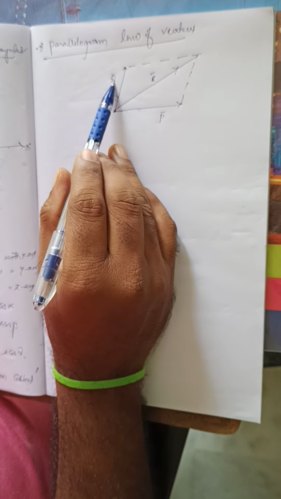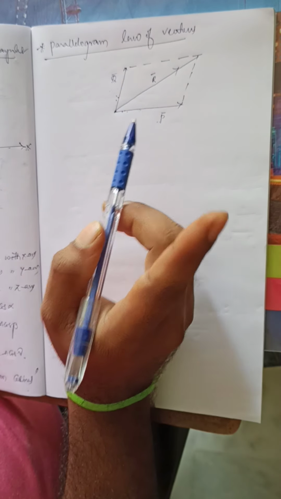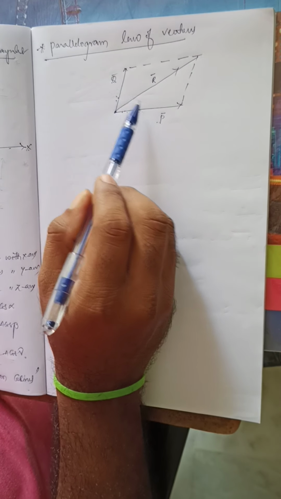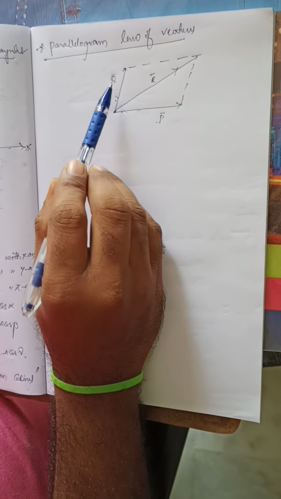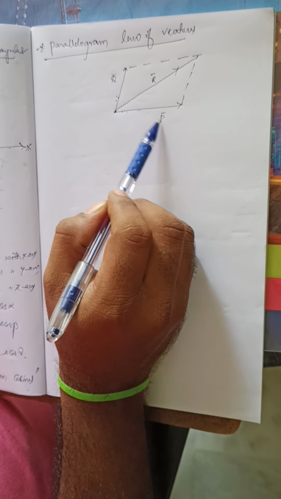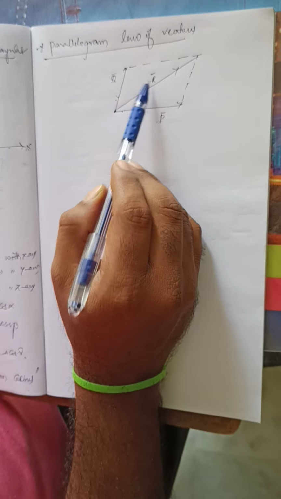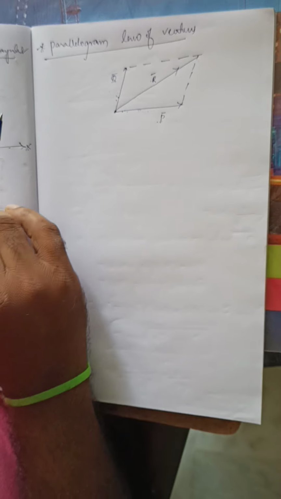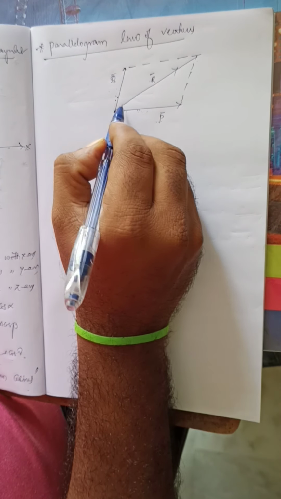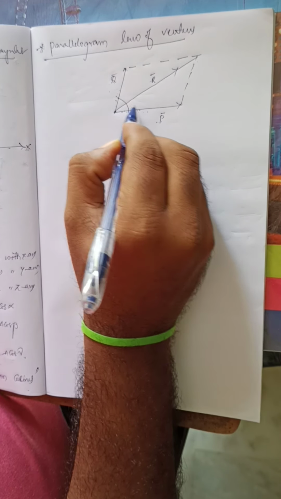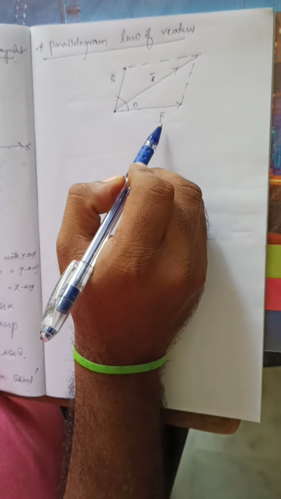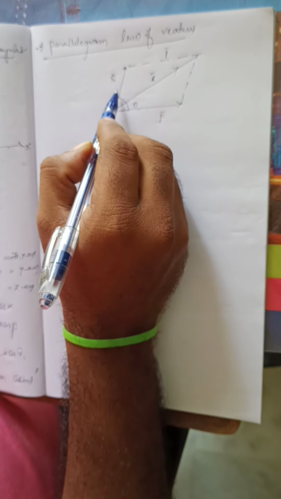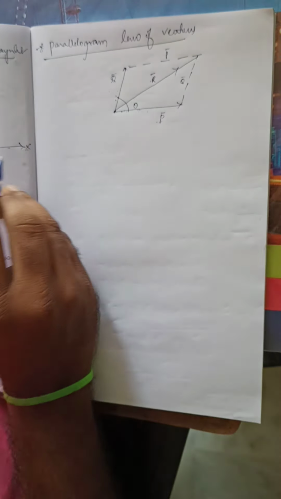Here P bar and Q bar are the two vectors represented in magnitude and direction by the two adjacent sides of a parallelogram. Then their resultant is given by the diagonal passing through the same point in magnitude and direction. This is the statement of the parallelogram law. Here the angle between the two vectors is theta. This side is also equal to P bar because both are parallel, and this one is also equal to Q bar.